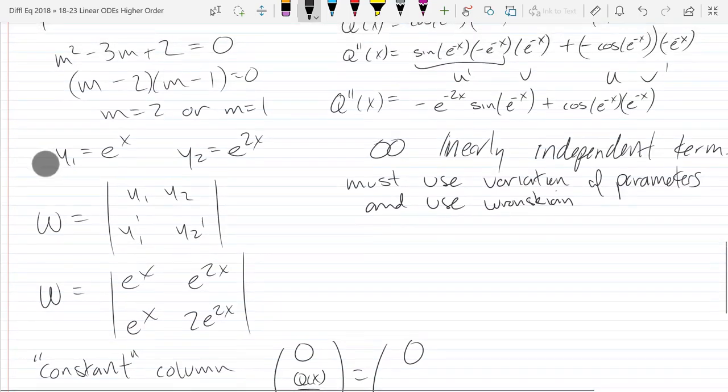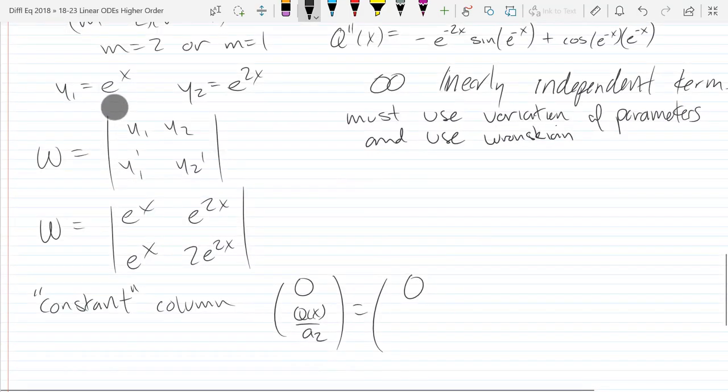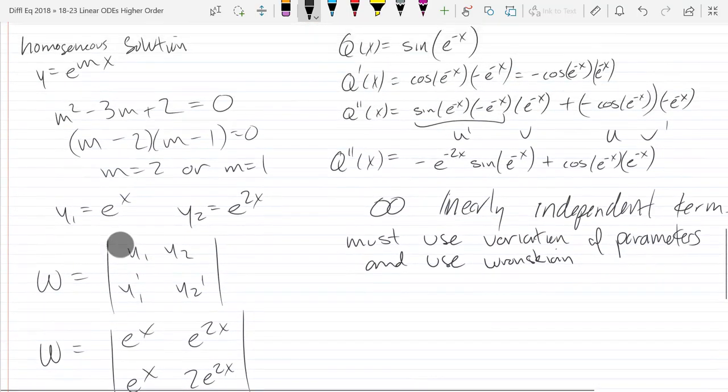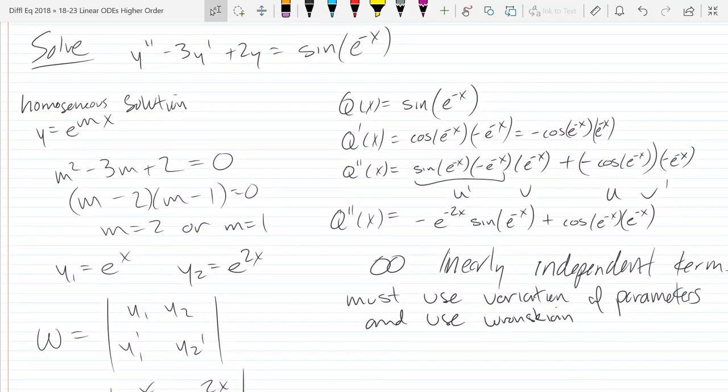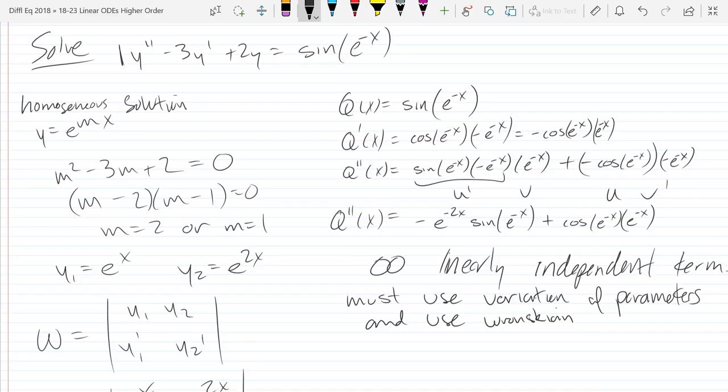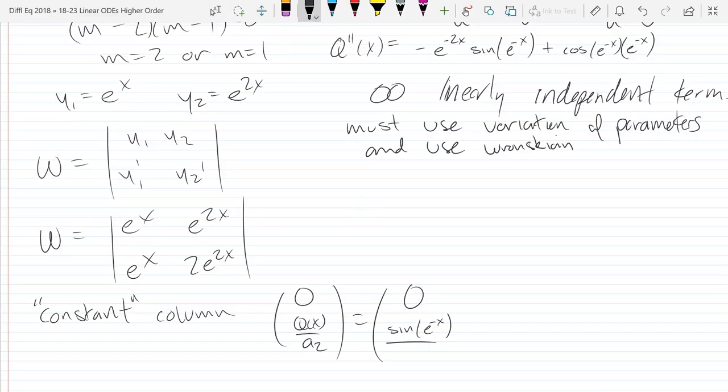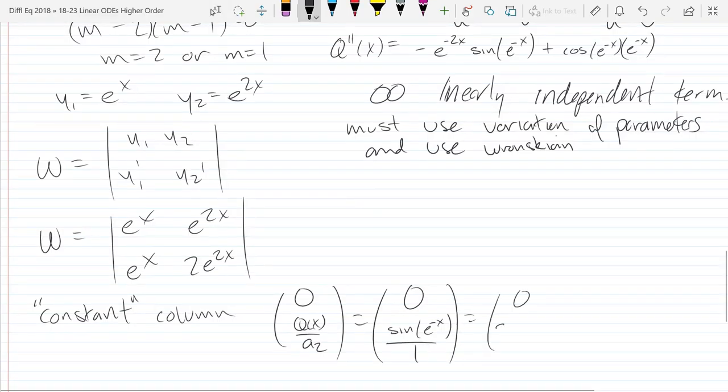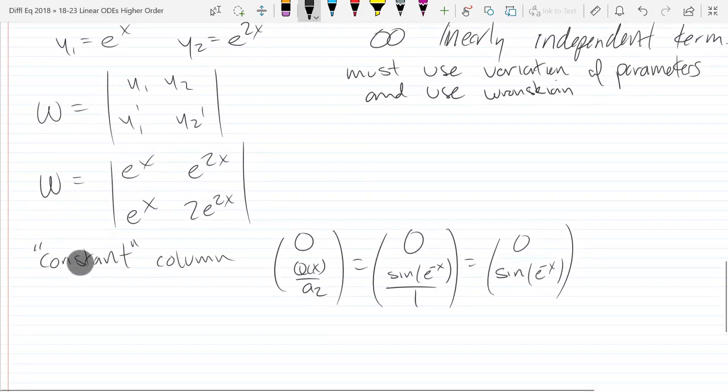So our q of x was that ugly sine function, sine of e to the negative x. What was a2? What was our leading coefficient? It was 1. It's the leading derivative coefficient. So in this case, the y double prime has a 1 in front of it. So we get divided by 1, which of course is just... It's the coefficient of your highest order derivative. Usually it'll be the one at the front, because generally I'll write them decreasing, just like I'd write a polynomial. I'll try not to hide some high derivative in the middle of all the terms.